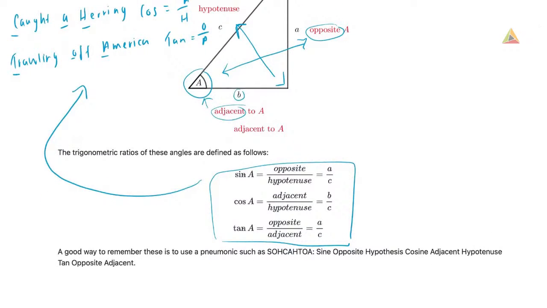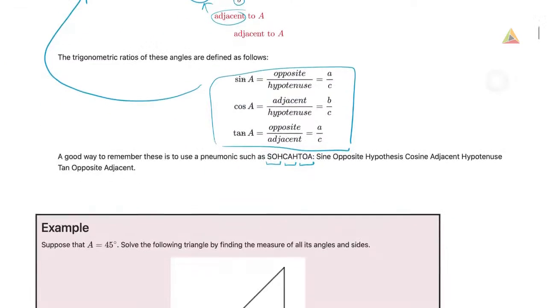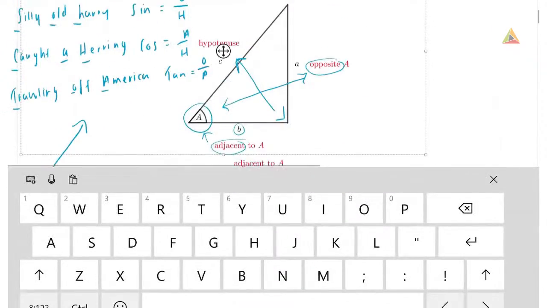Now there's a mnemonic as well that they use, SOHCAHTOA, so sine is opposite over hypotenuse, cos is adjacent over hypotenuse and tan is opposite over adjacent. So you can use either, whatever you find easiest. Okay, so we're going to go on to an example now.